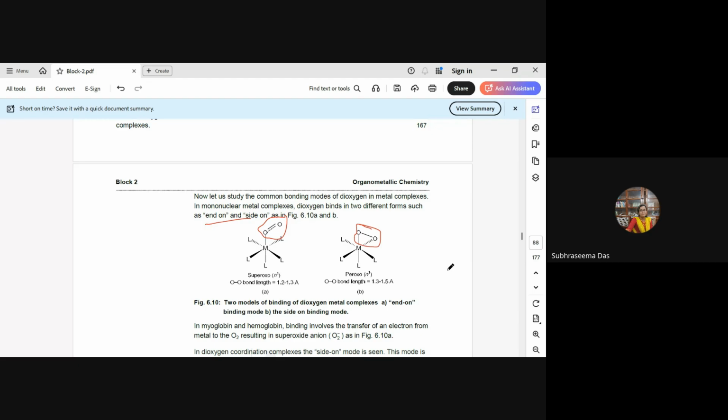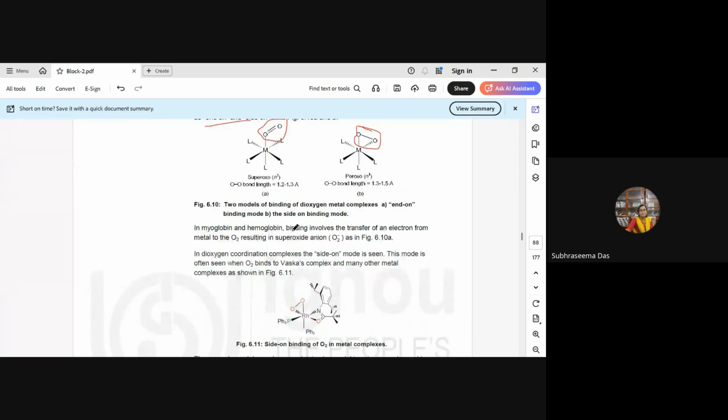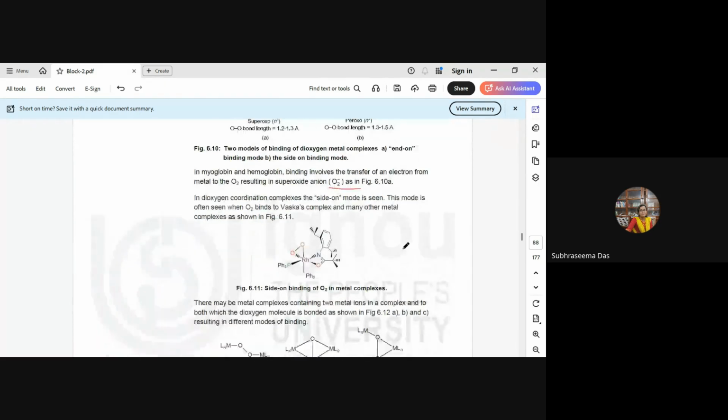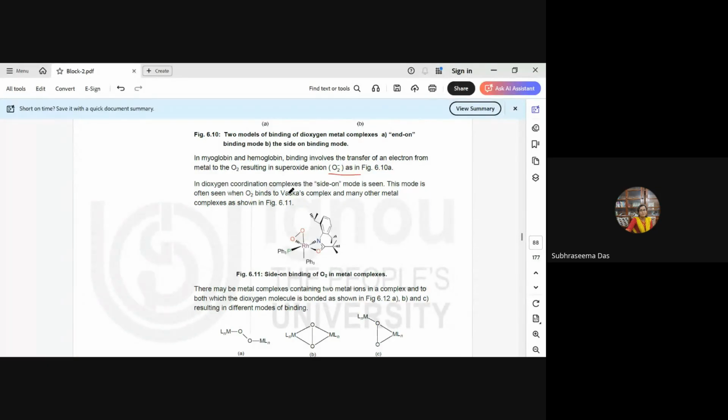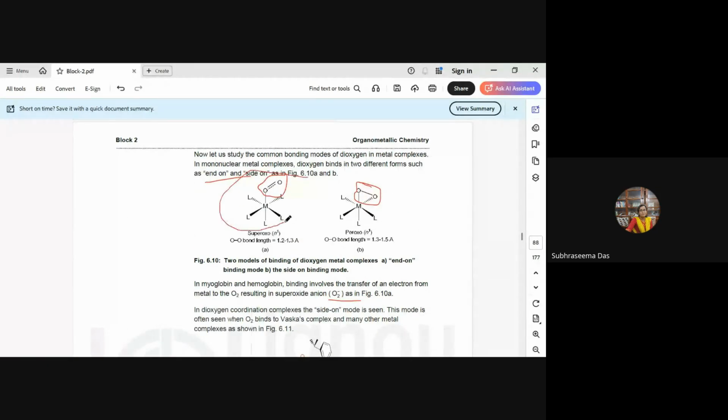Particularly, when we take two very common proteins, myoglobin and hemoglobin, which involve the transport of oxygen across the body, this binding of oxygen involves the transfer of an electron from the metal to the oxygen, resulting in the formation of a superoxide. It has been shown here in this method.